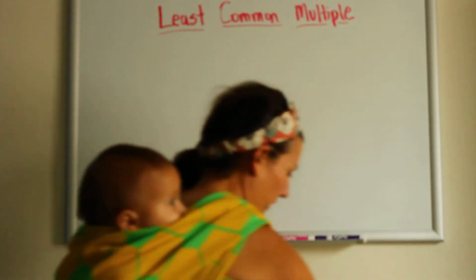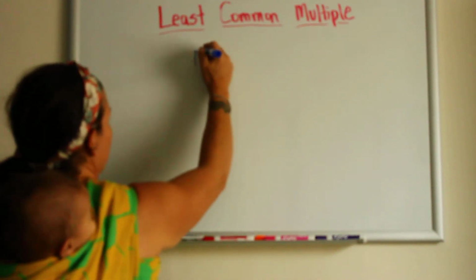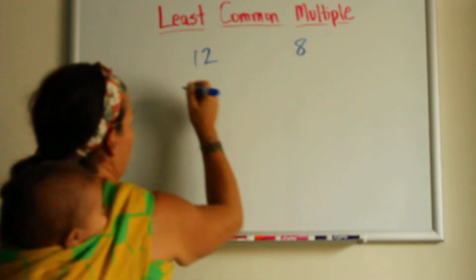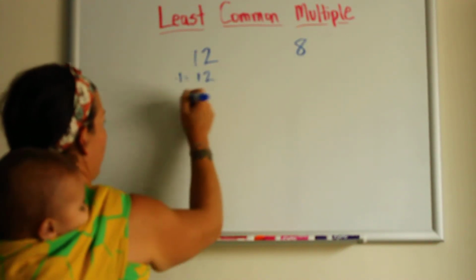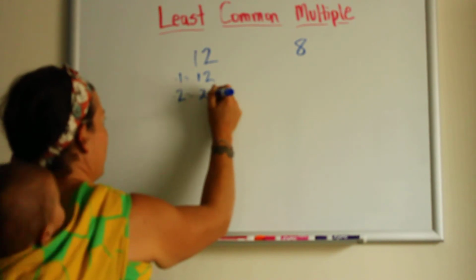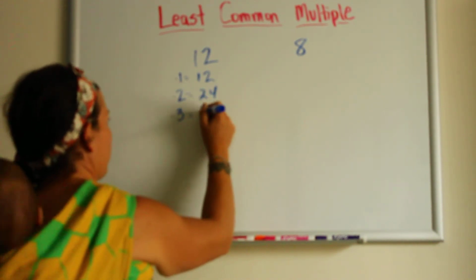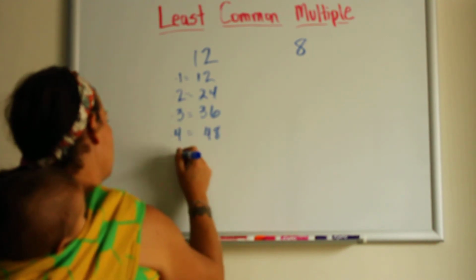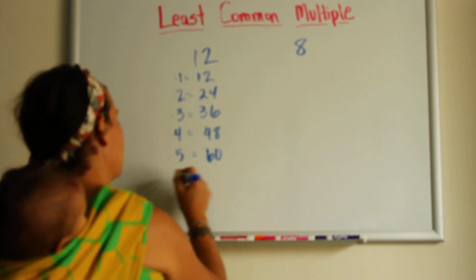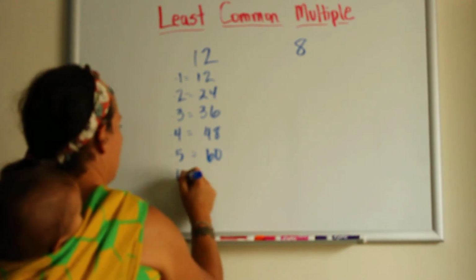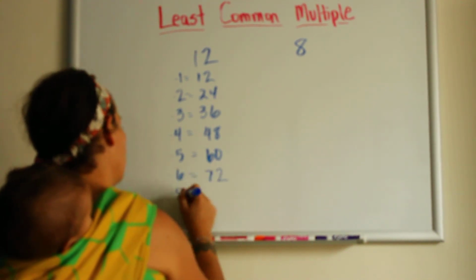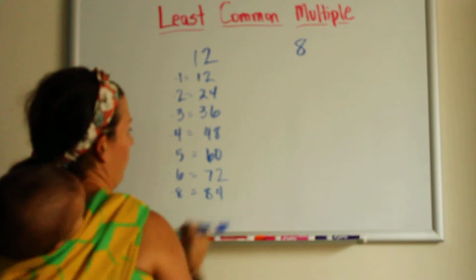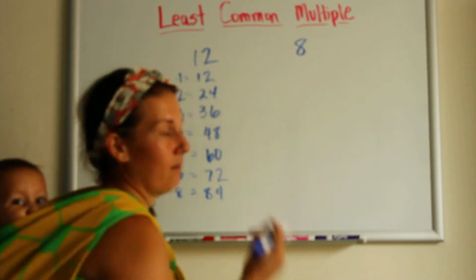This time, we're going to take 12 and 8. So I start by multiplying by 1, and I get 12. By 2, and I get 24. By 3, and I get 36. Then I get 48. And I'm going to get 60. And then 72. And 84. Alright, and then I'm going to stop there and move over to 8.